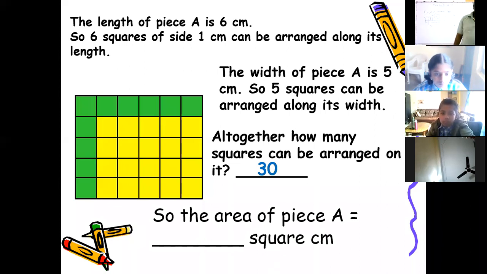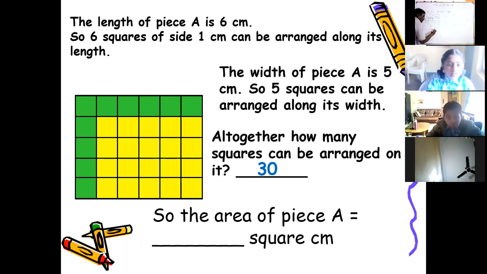Sir, do we have to write this? No, wait. How many boxes did I get here? In total, how many boxes inside? 1, 2, 3, 4, 5, 6 and 1, 2, 3, 4, 5. 6 into 5, how many boxes? 30 boxes. So 30 square centimeters is the area.